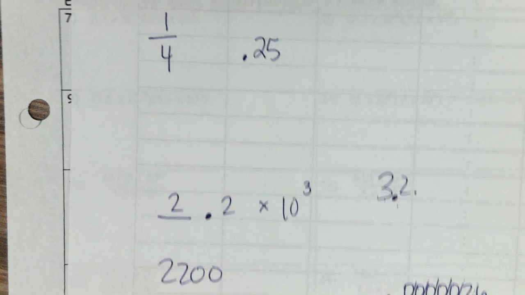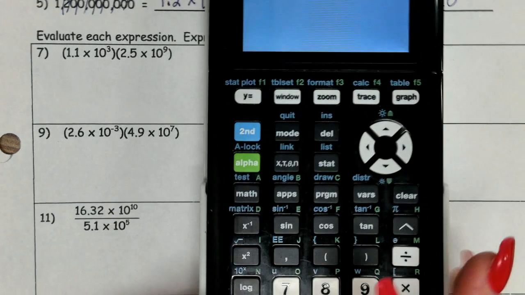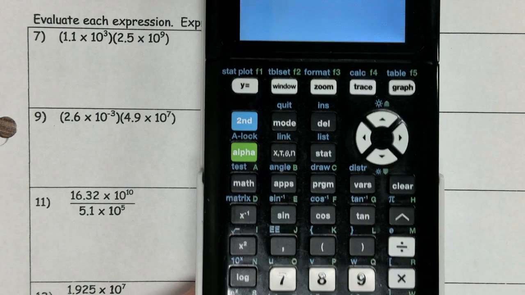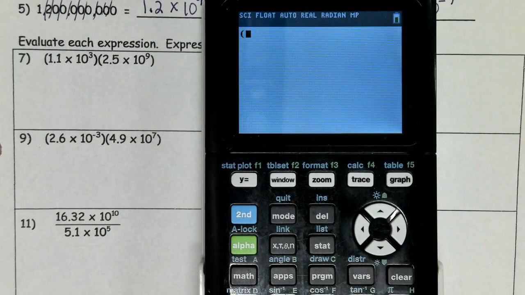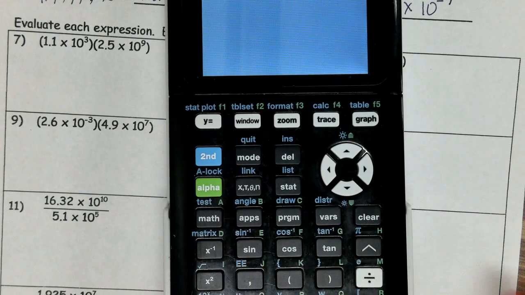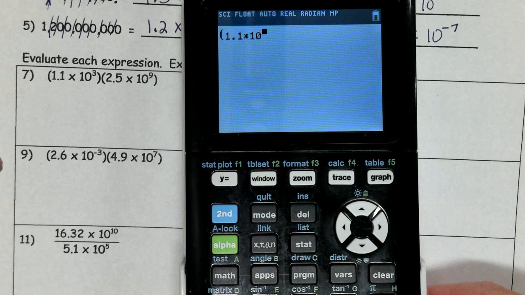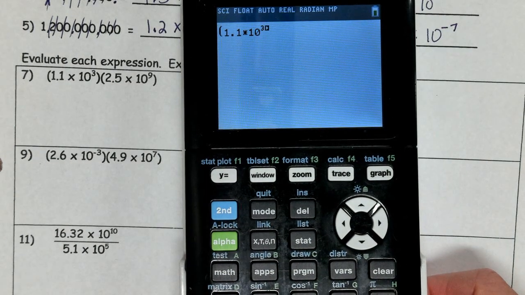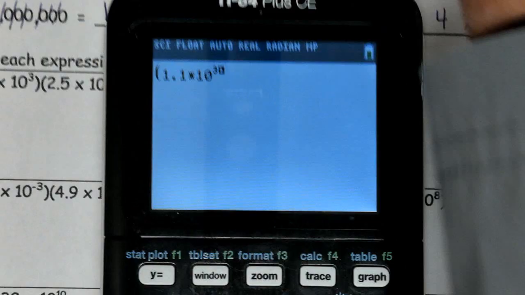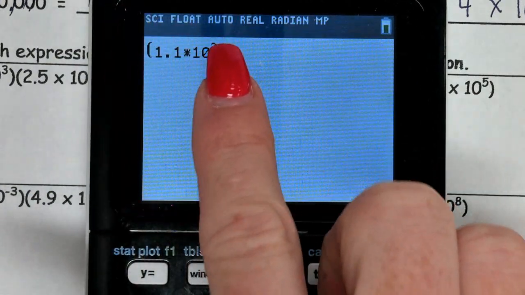Does that make sense? Okay, so for number 7, you must use parentheses. Did everybody hear me? So here we go. Does everybody see the parentheses above the 8 and the 9? So open parentheses, 1.1 times 10. How do I get to the exponent? The little caret to the third power. Now stop and look at my screen. Can everybody see? Where is my cursor right now?